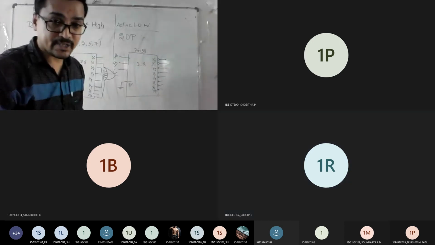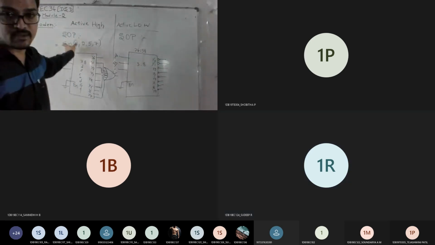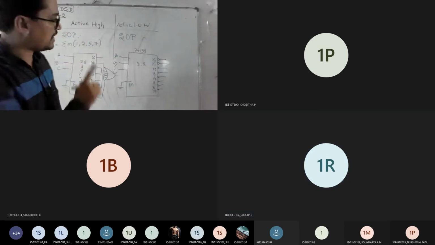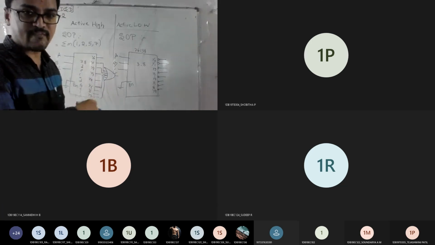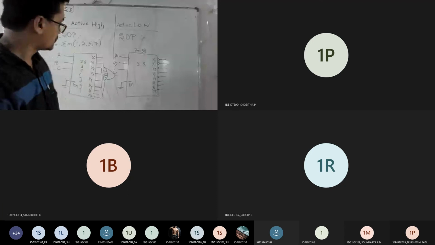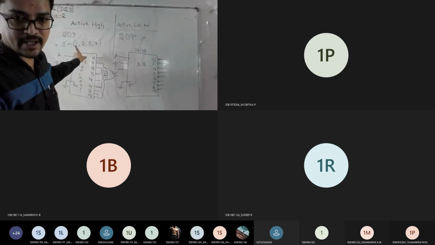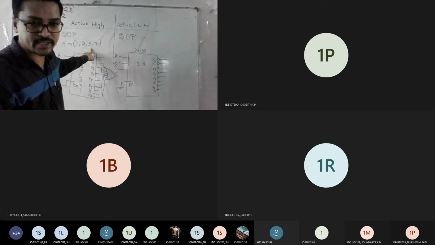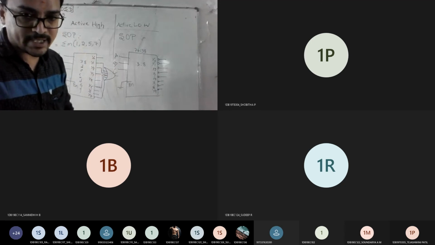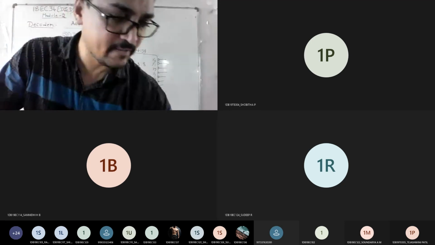If it is active high, and I am discussing only SOP. That's why I made a clear picture, only SOP with respect to active high and active low. Same way we'll teach you for POS also. So what I told is, if it is active high SOP form, you need to implement it by connecting whatever the question has given to your OR gate. Am I clear with this first point, everyone?